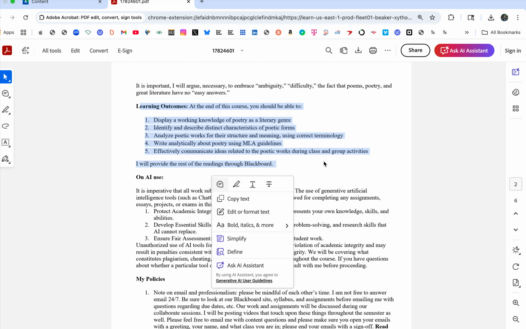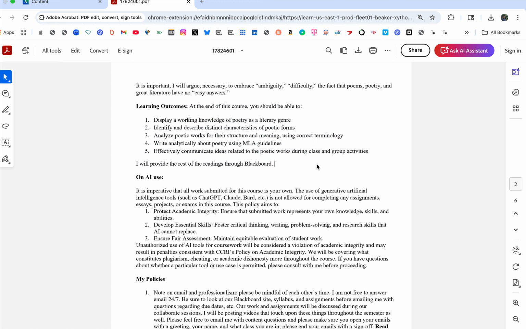Here are the learning outcomes for the class: display working knowledge of poetry as a literary genre, identify and describe distinct characteristics of poetic forms, analyze poetic works for their structure and meaning using correct terminology, write analytically about poetry using MLA guidelines, and effectively communicate ideas related to poetic works in our class. So we'll have accomplished these things. I will provide all the readings through Blackboard.